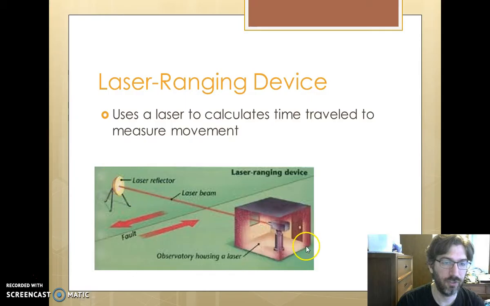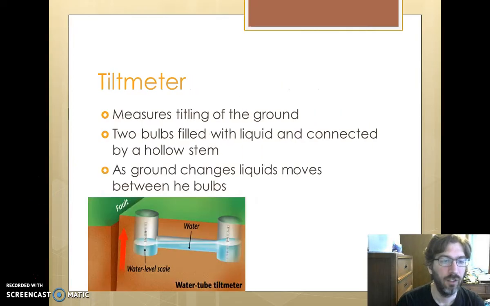So your distance is going to get shorter, longer, move left, move right. And a computer is going to pick up on that and calculate the time it travels from when it first shoots to when it bounces off of here and back again. So obviously if it's going to move, then the distance is either going to increase or decrease, and the time it takes will increase or decrease. We can monitor the movement of the fault that way.